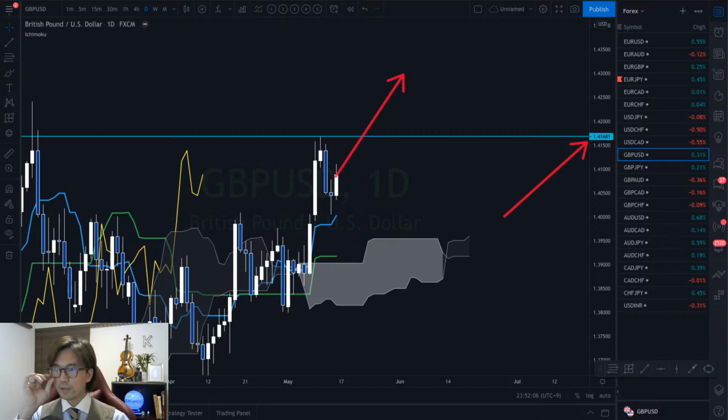HC says, what are your favorite indicators? I would say Ichimoku is my favorite. And also Stochastics and Bollinger Bands are my favorite indicators.